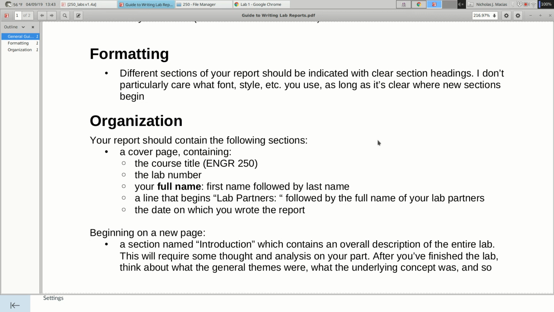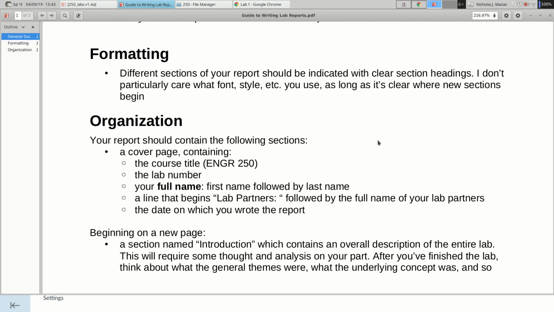I've had cases where the cover page has 3 names on it, and the 3 lab partners shared that cover page, and now I've got 3 lab reports with the same 3 names in the same order. I don't know whose report is whose, right? So separate line that says lab partners, followed by the names of your lab partners, so it's clear who the author of the paper is and who the lab partners were, and then the date on which you write the report. Okay, that's all that's on the cover page.